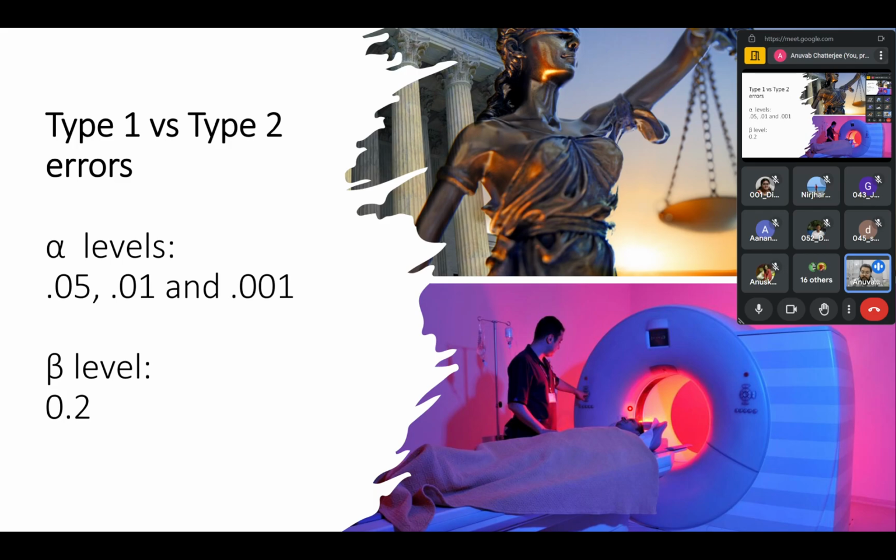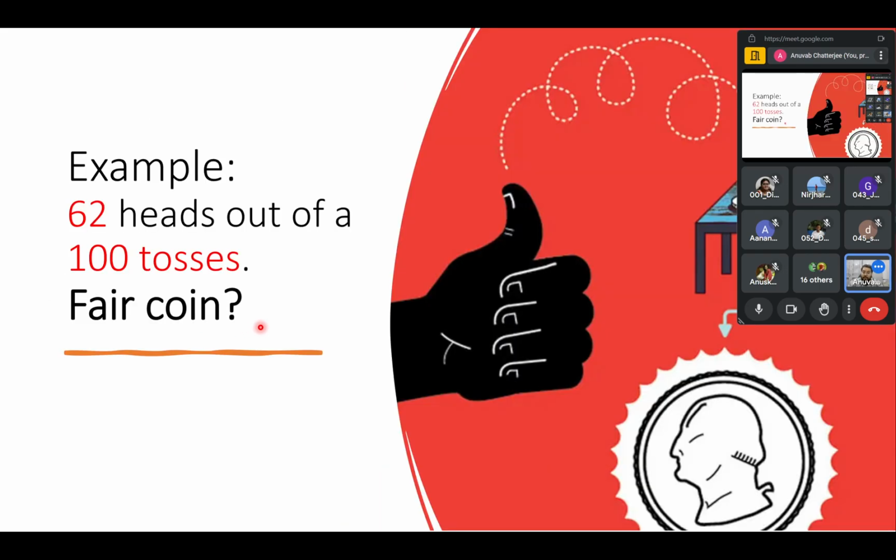So there are levels to all of these. Type 1 and type 2 errors have levels, and the accepted levels for alpha could be 0.5, 0.05, 0.01, 0.001. We will see what it means.